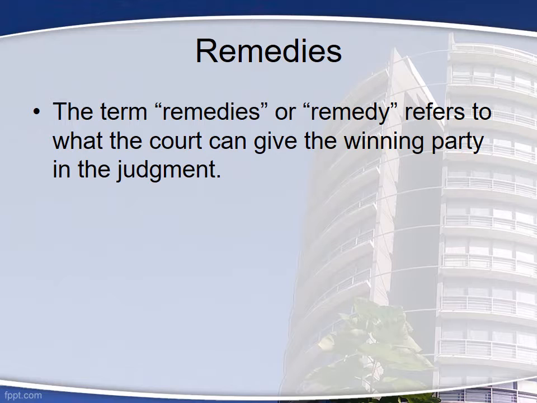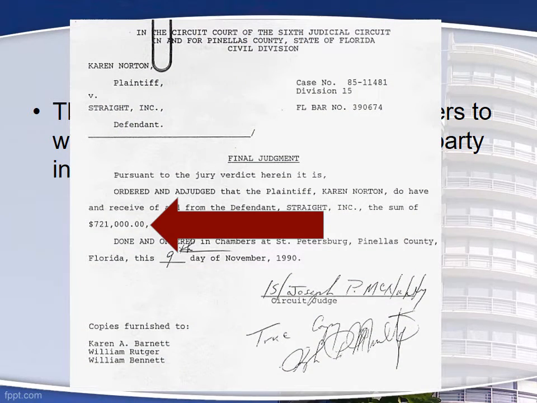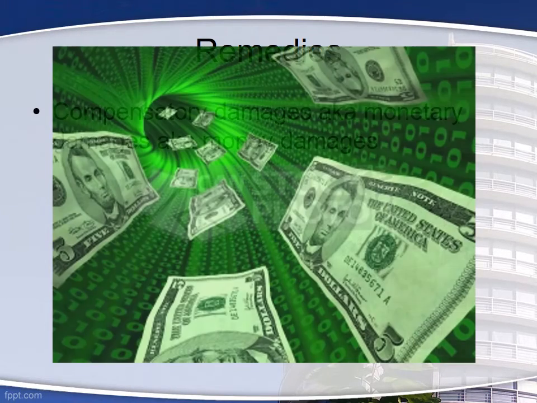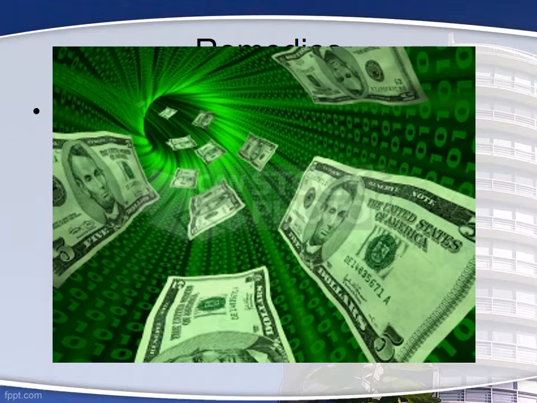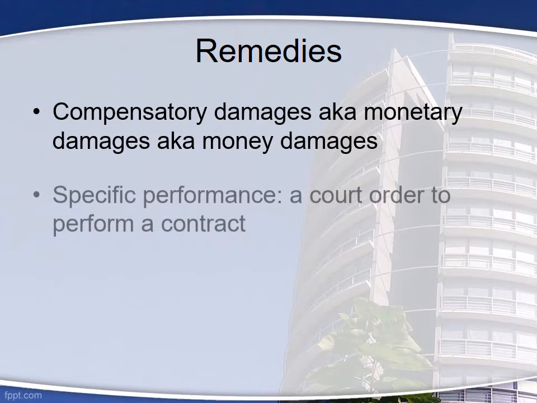The term remedies or remedy refers to what the court can give the winning party in the judgment. Notice that in this judgment, the court has given the winning party money. The most common remedy is compensatory damages, also called monetary damages, also called money damages. In this situation, the court orders one party to pay another party a certain sum of money.